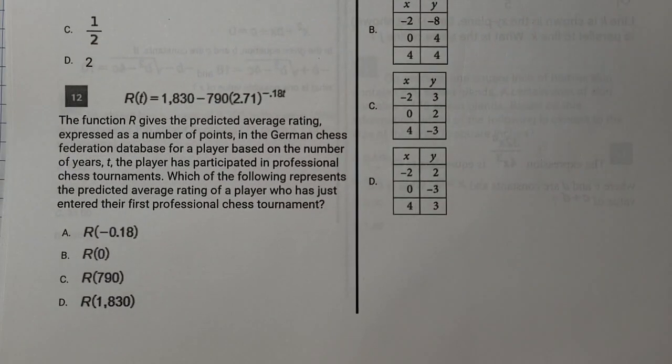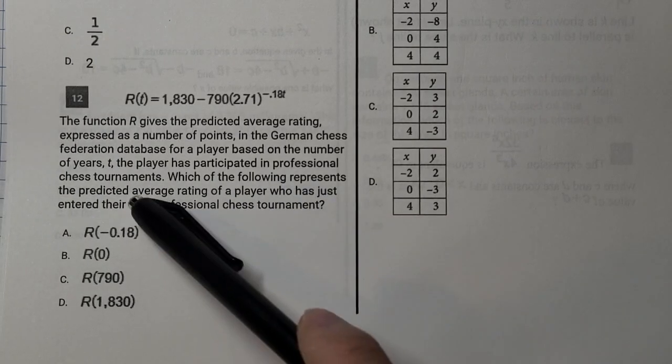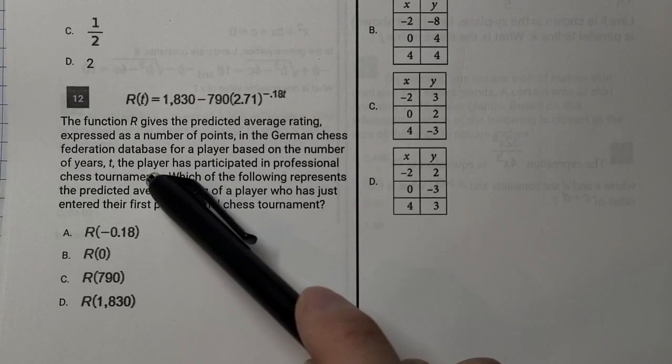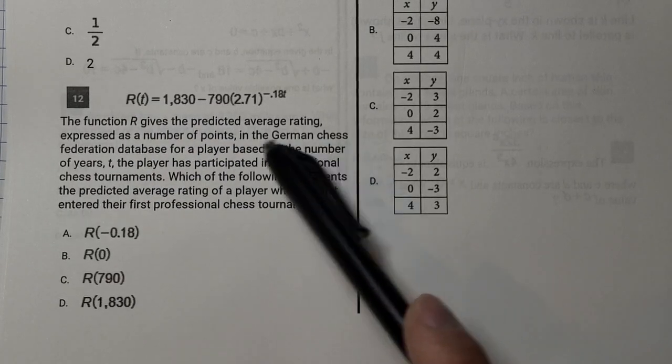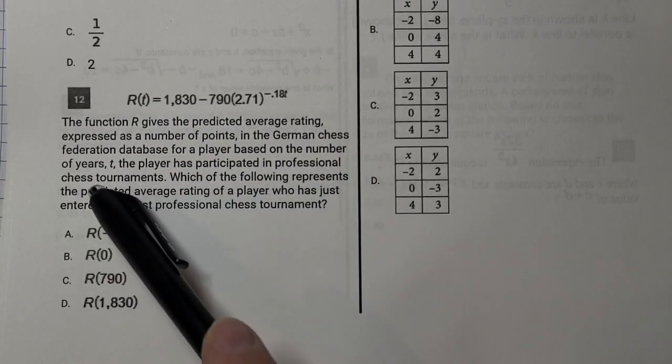Function R gives the predicted average rating expressed as a number of points in the German Chess Federation database for a player based on number of years, and so on. Okay, a lot of this you don't need to read, honestly. But you just need to know what R is. Predicted average rating. What's T? Number of years the player has participated.